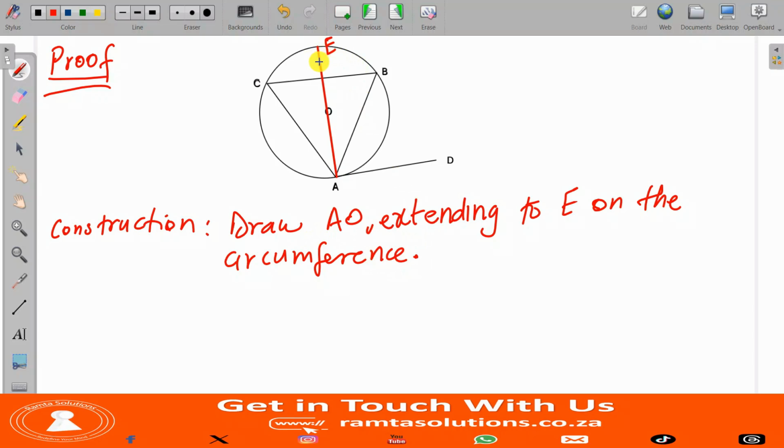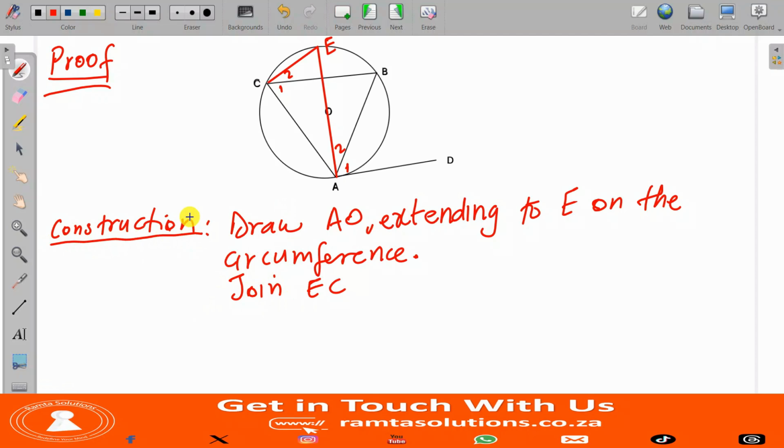Then join another point, join EC. To join EC will be this here. If you like, you can include this information. I'm going to say here we have 1, 2, 1, 2. You can also include the 1s and the 2s in your construction.